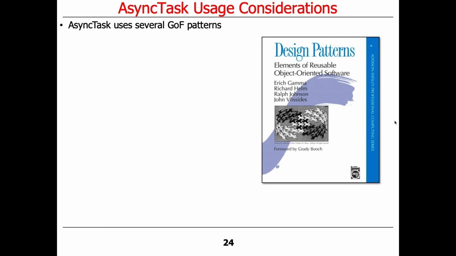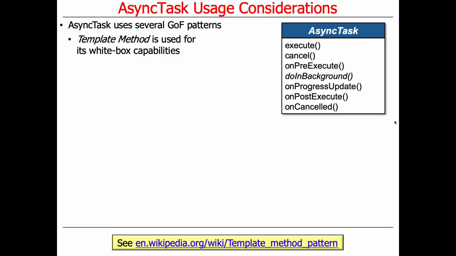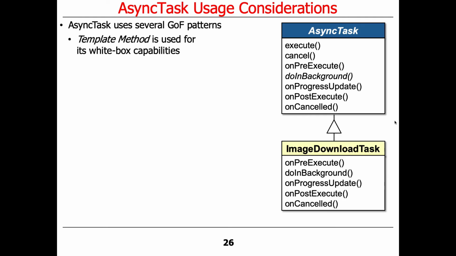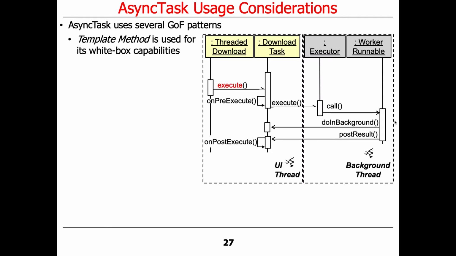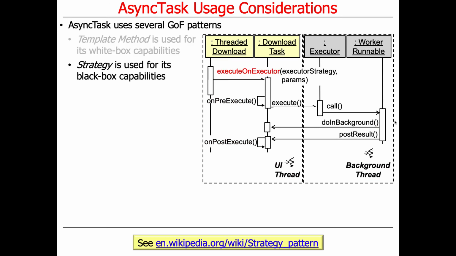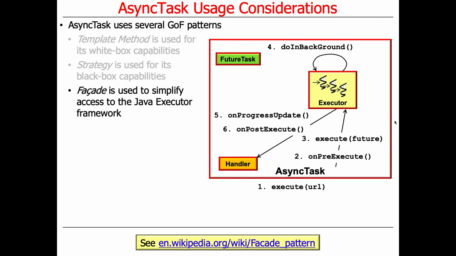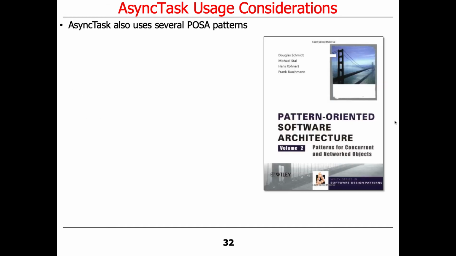AsyncTask uses a bunch of Gang of Four patterns. Template method is used for its white box capabilities: you extend things and override them, as we saw before. Strategy is used for its black box capabilities. Facade is used to simplify access to the whole Java executor framework and all the internal details of how things work under the hood. These are all handled for you by the implementation of AsyncTask. You don't have to know about those things to use it.